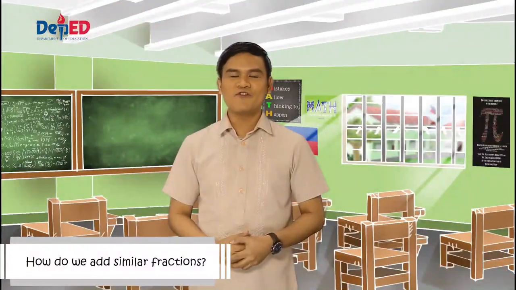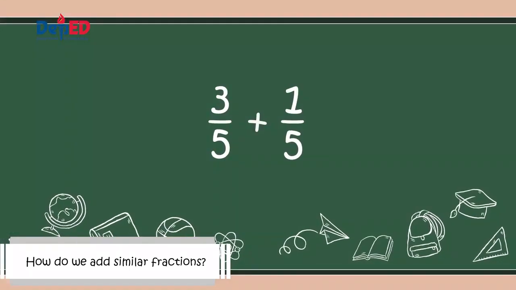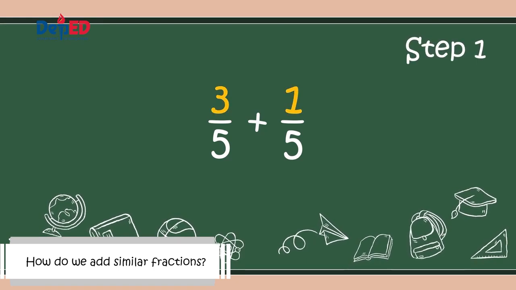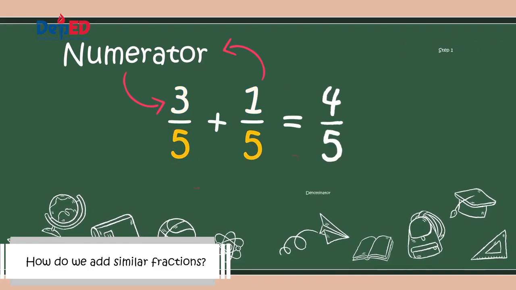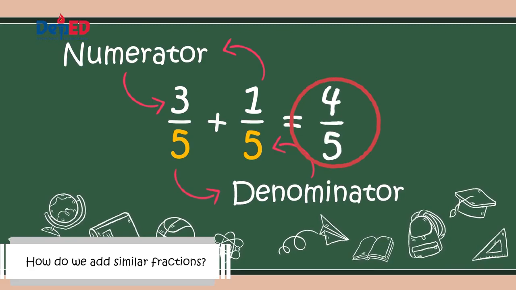In adding similar fractions, add only the numerators and copy the common denominator. Then, reduce the lowest term if possible. For example, 3/5 plus 1/5. Step 1. If the given fractions are similar, just add the numerators: 3 plus 1 equals 4 and copy the common denominator 5. We have 4/5.